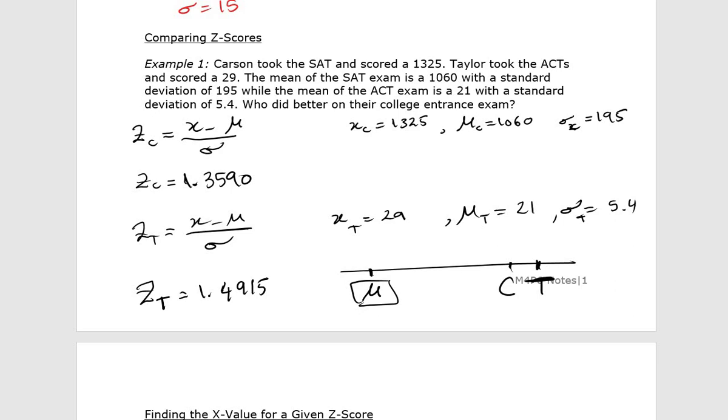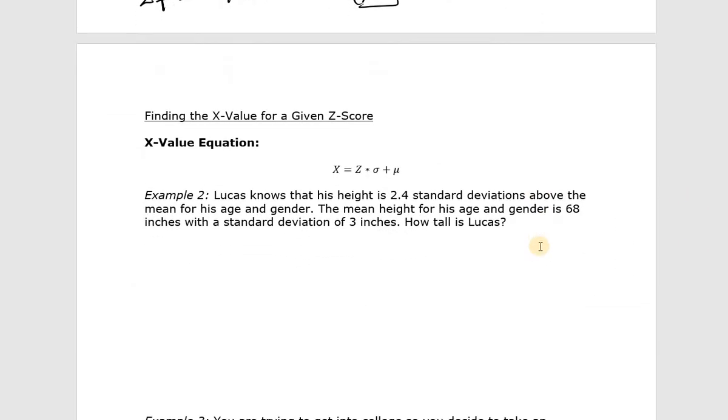So now we can tell definitely that Taylor scored better on the ACT compared to the SAT score for Carson, because her score is almost 1.5 standard deviations above the average, while Carson's score is only 1.4 standard deviations above the average. So I hope that clarified how we're going to use the z-scores. And let's go to a different example here.